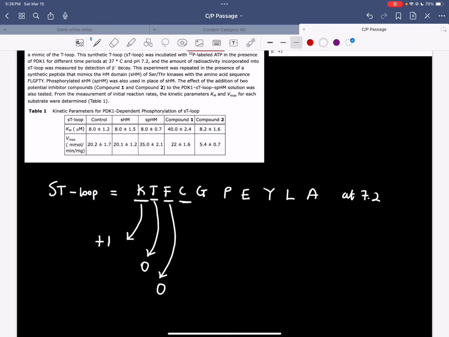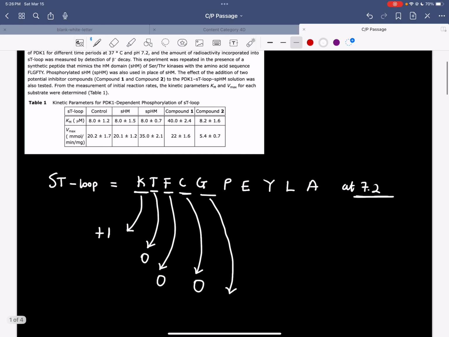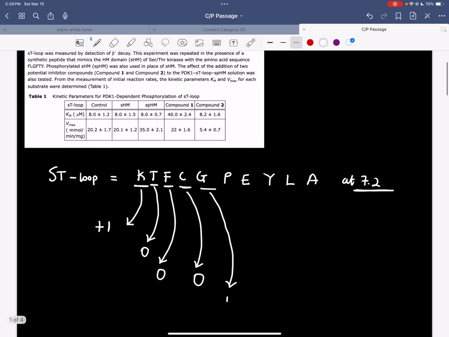Now, C is called cysteine. Cysteine can technically be polar charged, but at physiological condition, cysteine is a polar uncharged amino acid. So it has a charge of 0. Now G is called glycine. Glycine is a non-polar amino acid, which most definitely has a charge of 0. Now P is called proline, and proline is a non-polar amino acid, which has a charge of 0.